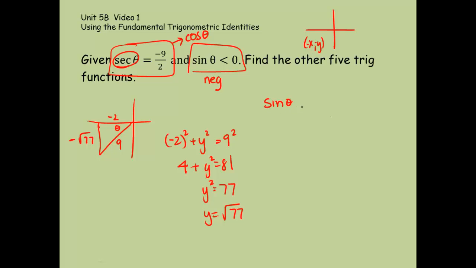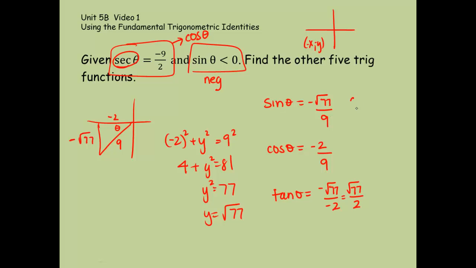My sine of theta, based on this triangle, is negative root 77 over 9. The cosine of theta is really the reciprocal of what they gave us, so negative 2 over 9. My tangent of theta is negative root 77 over negative 2. Well, that means that my negatives are going to cancel, so it is the square root of 77 over 2.